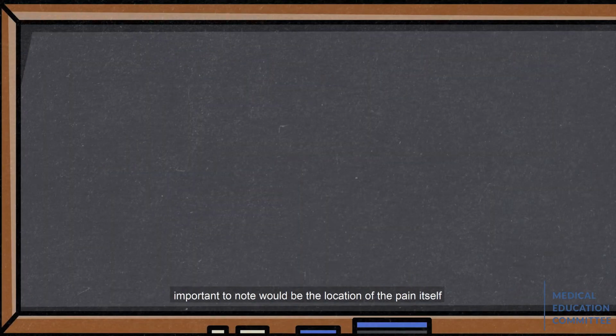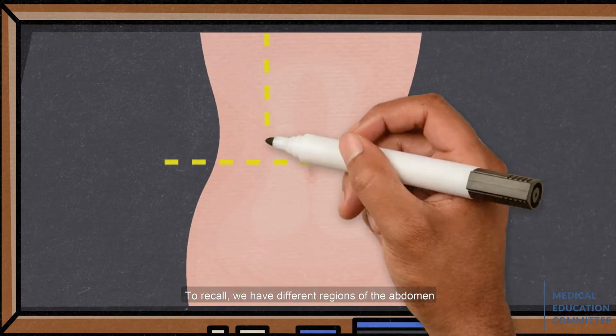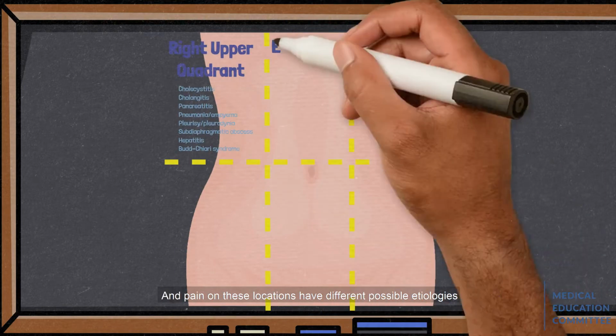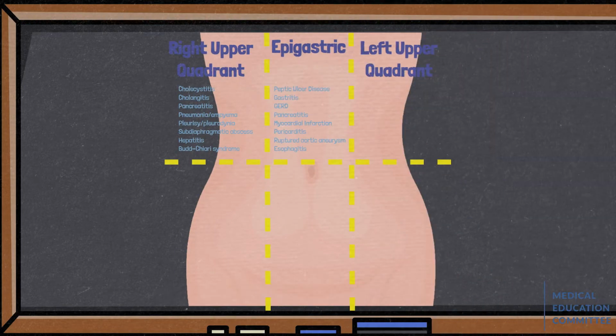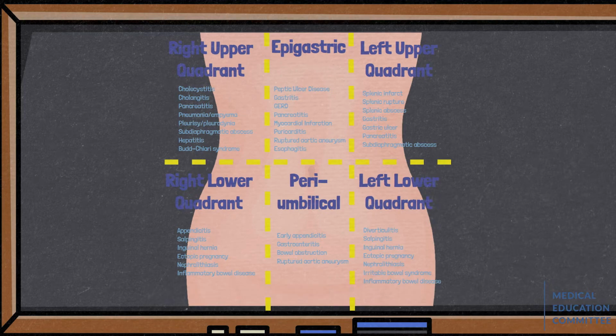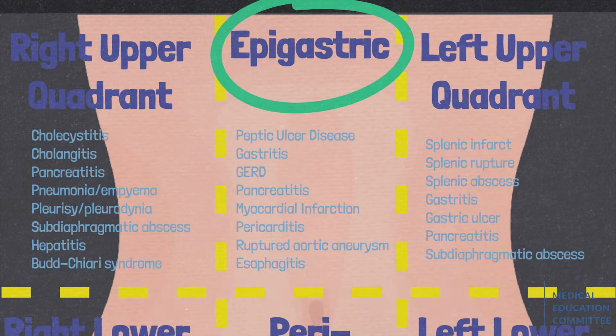In approaching a patient with abdominal pain, important to note would be the location of the pain itself. To recall, we have different regions of the abdomen, and pain on these locations have different possible etiologies. But going back to our patient, she had specifically stated that her pain was in the epigastric area. Therefore, we can rule out the other conditions. Now we're on to step 2, that is, generating our differential diagnoses.